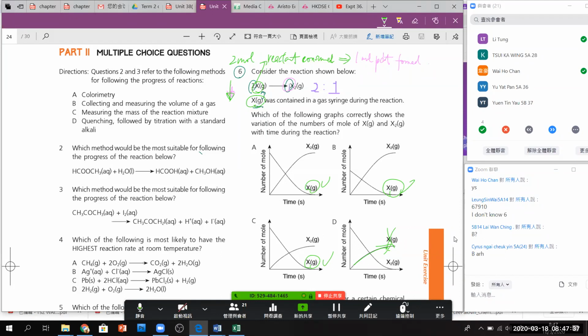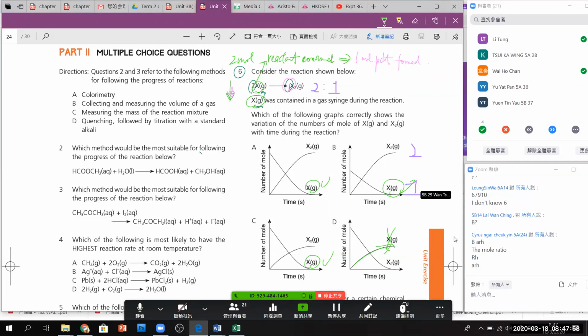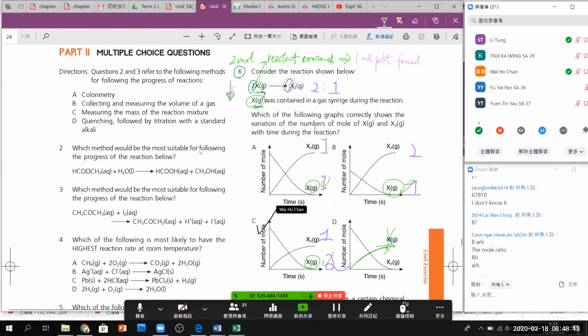Why is it B? Could you please tell? The mole ratio. Why do you think it's B? Question 6. Actually it should be C, I saw it wrongly. Because X to X2 is 2 to 1, so it is 2 to 1, so it should be C.